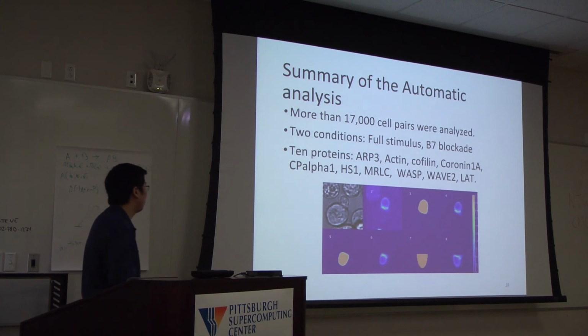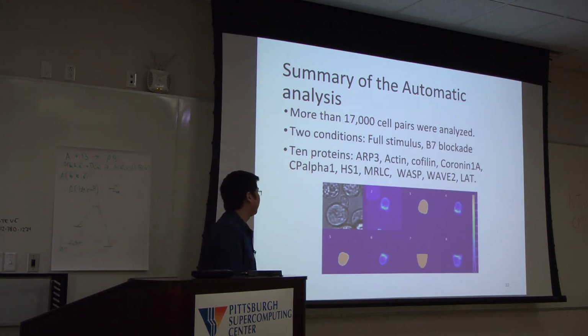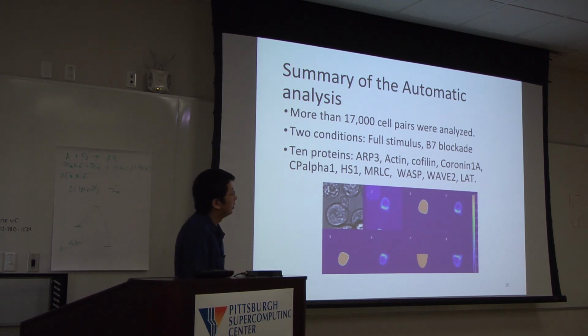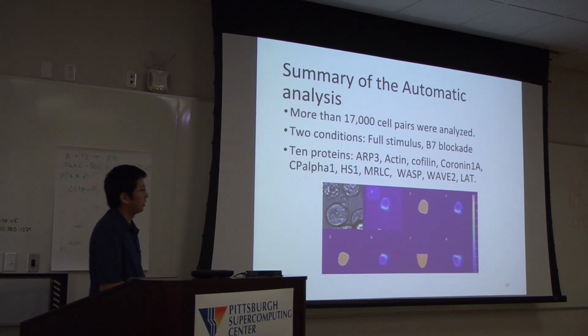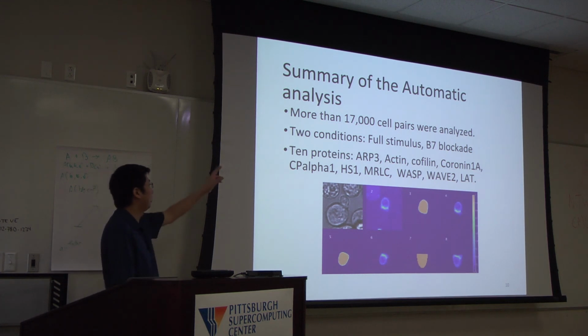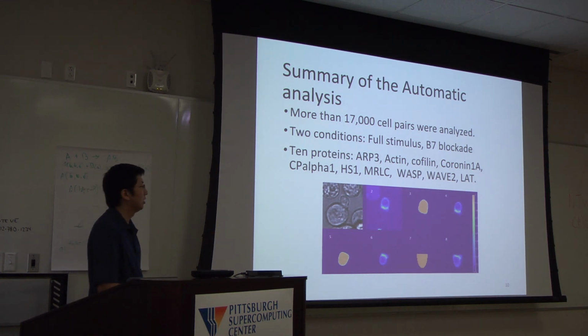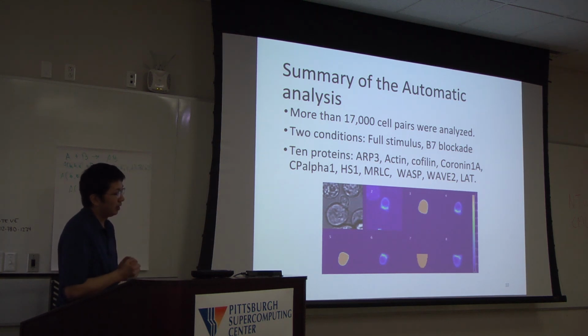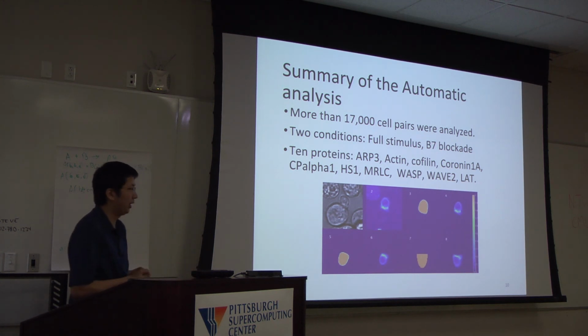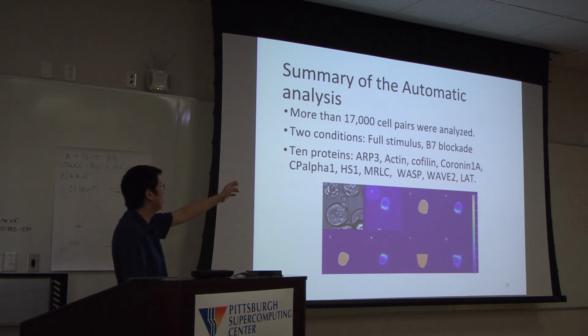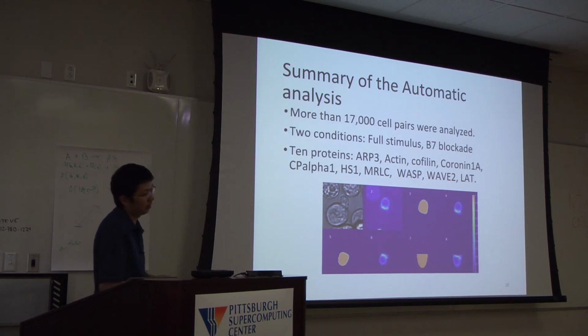So here is a summary of our analysis. We analyzed more than 16,000 cell pairs. This is a large scale problem, and we have two conditions. First, the normal condition, and second, B7 blockade, which is a blockade condition where the T cells are not activated. So we can compare two conditions. And the 10 proteins, the last condition is not analyzed in the main pipeline.